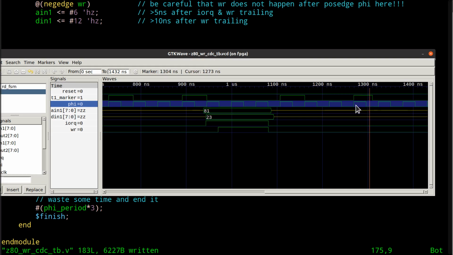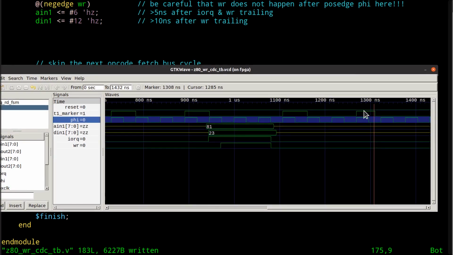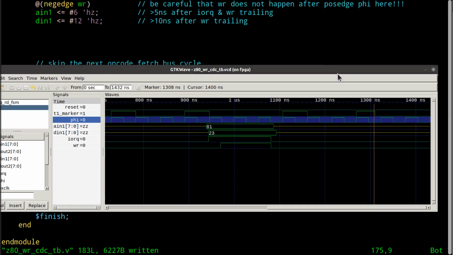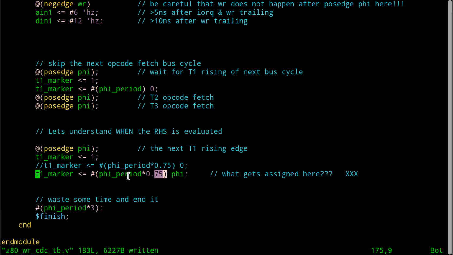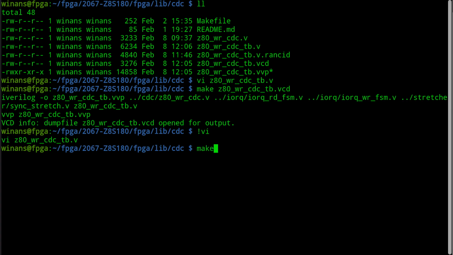So is it sampling it over here when that statement is first encountered, or is it sampling phi over here when it does that assignment? In other words, is it going to still look like this when we're done, or is it going to go high and then stay high until somebody else changes it, which no one else does? Quiz. What do you think it's going to do?